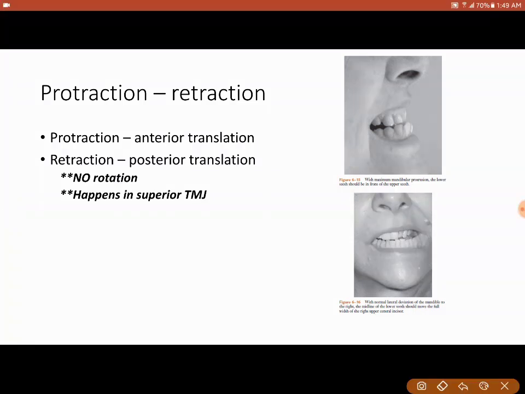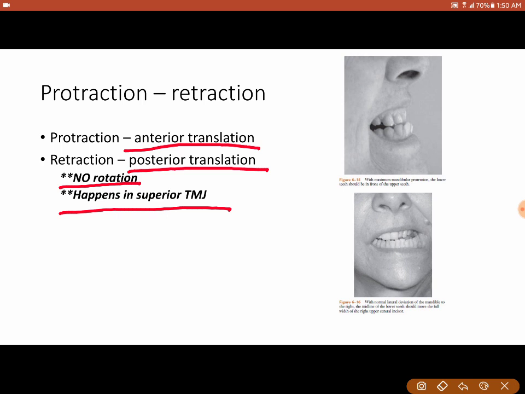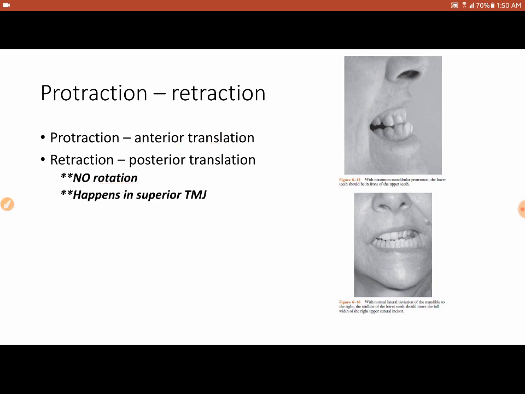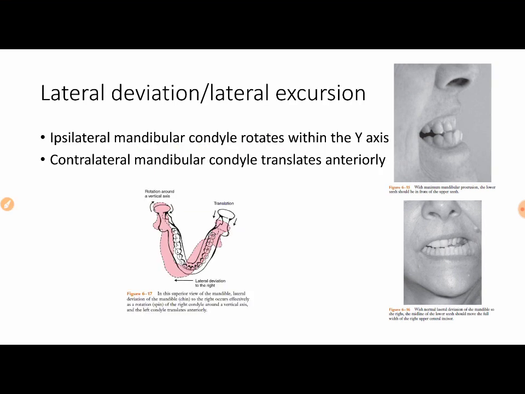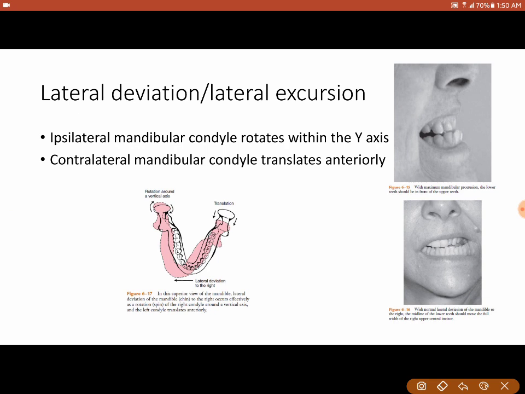Next is protraction retraction, or simply anterior translation and posterior translation. Take note that there is no rotation and it happens in your superior or upper TMJ. Next is your lateral deviation. So there is rotation on the ipsilateral side, and there is an anterior translation on the contralateral side.